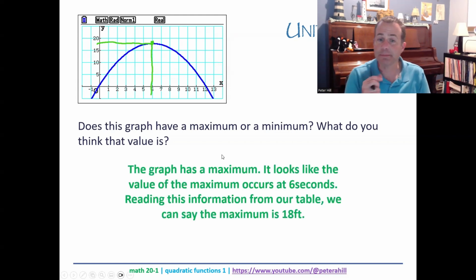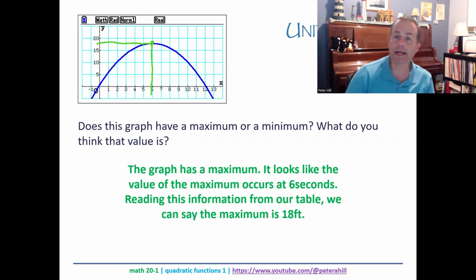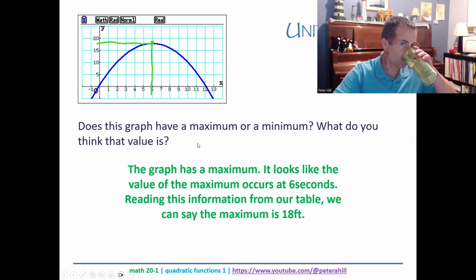Okay, so the graph has a maximum. It looks like the value of the maximum occurs at 6 seconds. Reading this information from our table, we can say that the maximum then would be 18 feet. Okay. Right. Awesome.